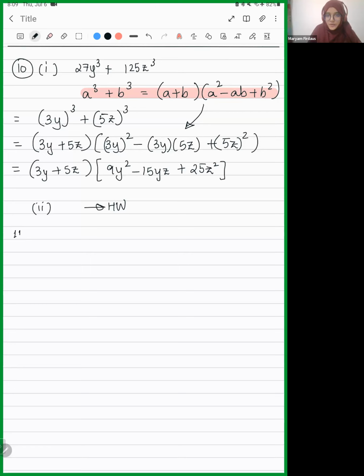Let's come to the 11th question. 27x cube plus y cube plus z cube minus 9xyz. How can we factorize this?